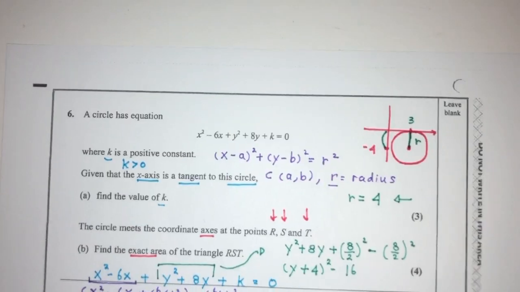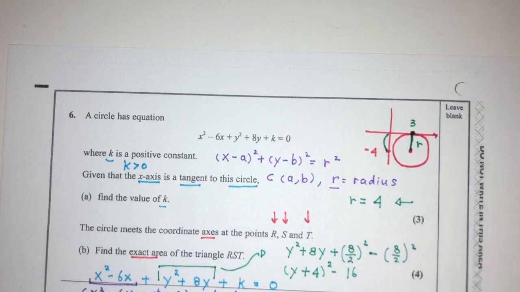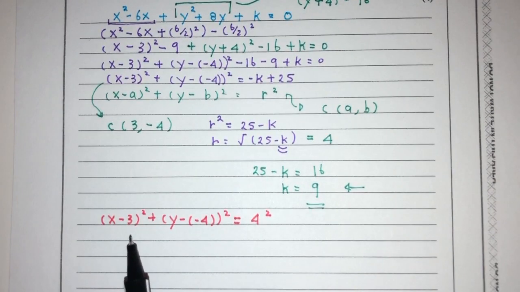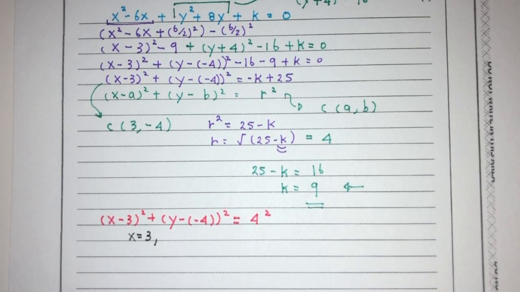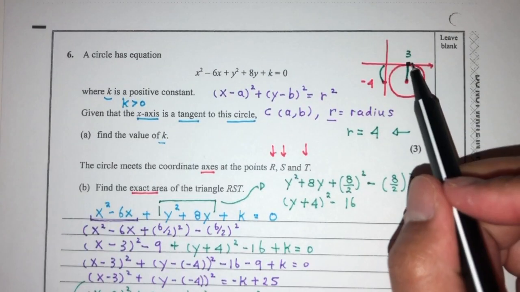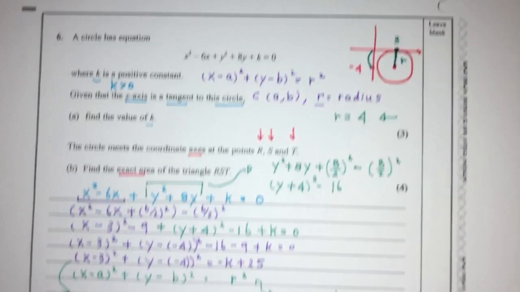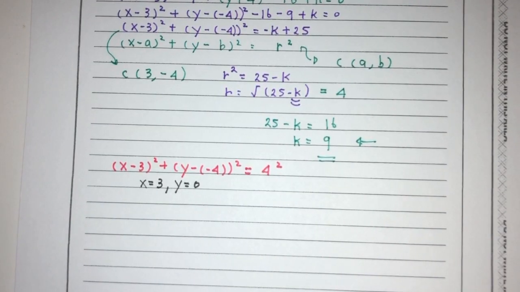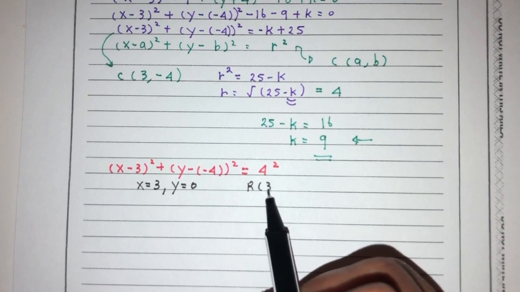Now we know that the circle meets the x-axis at the point where x equals 3. So when x equals 3, we need to find the corresponding y. We know that the value of y for this one is equal to 0, because that is on the x-axis. On the x-axis, that is the only point it will meet. So let's call this point R, for example. R will be (3, 0).